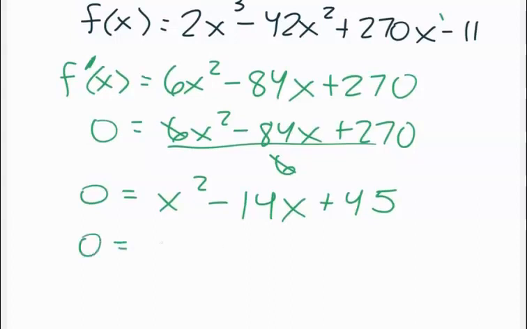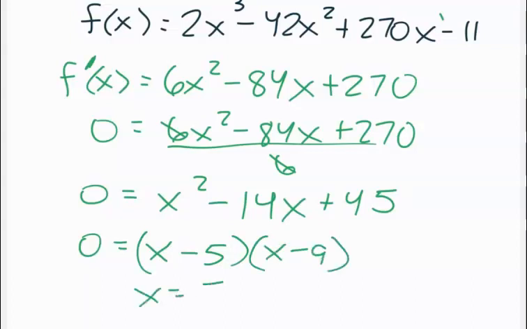All right, so can I think of some factors that multiply to 45 and add to negative 14? Maybe negative 5 and negative 9. So x equals 5 and 9 will make this whole thing 0. So what we did from the beginning is we set the derivative equal to 0. So we're saying these are the points where the derivative is equal to 0, aka these are our critical points.